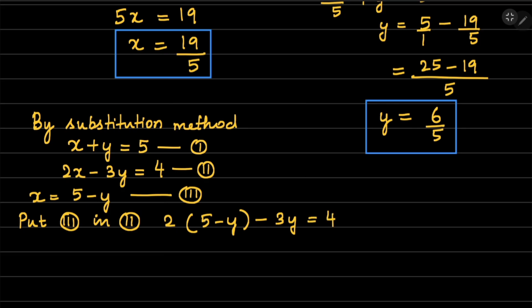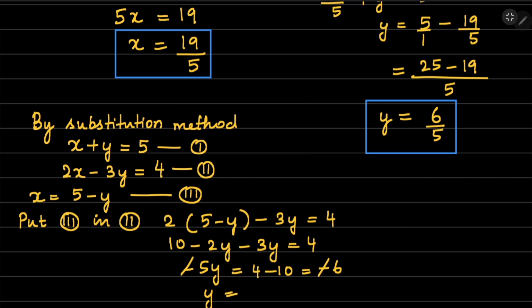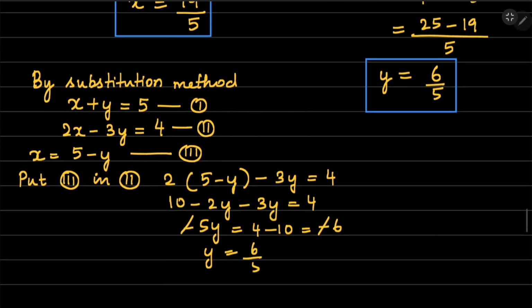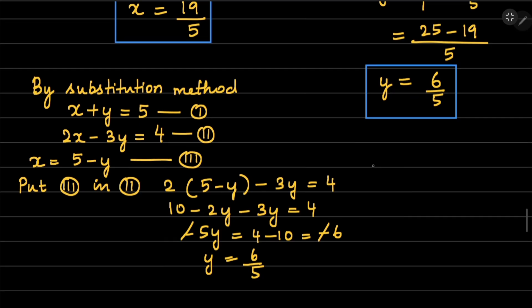Just solve it. So 2 5s are 10, minus 2y minus 3y is equal to 4. So you have minus 2y minus 3y is minus 5y is equal to 4 minus 10, which is minus 6. Negative negative gets cancelled. You will be getting y is equal to 6 by 5. Exactly the same that you got in the previous method.